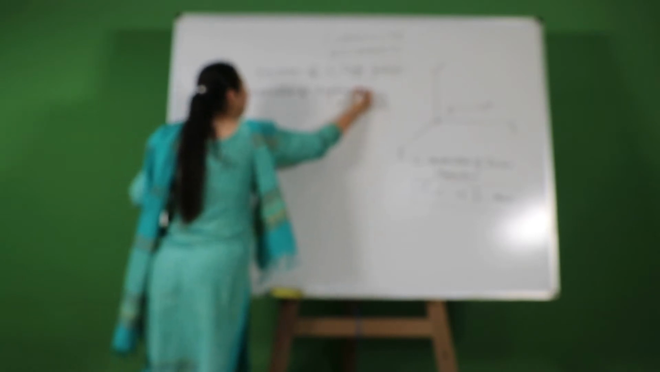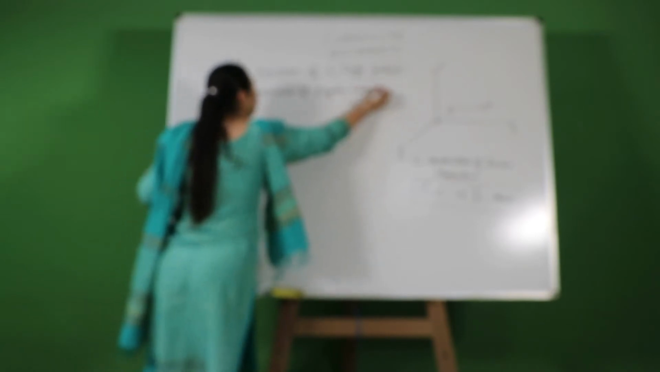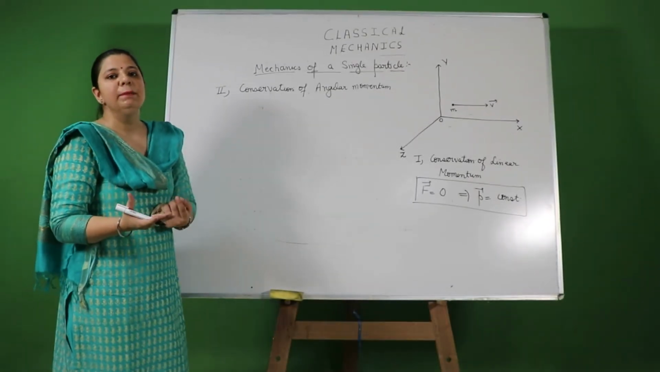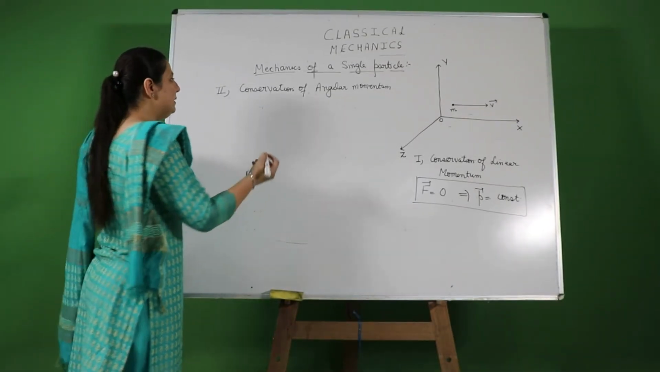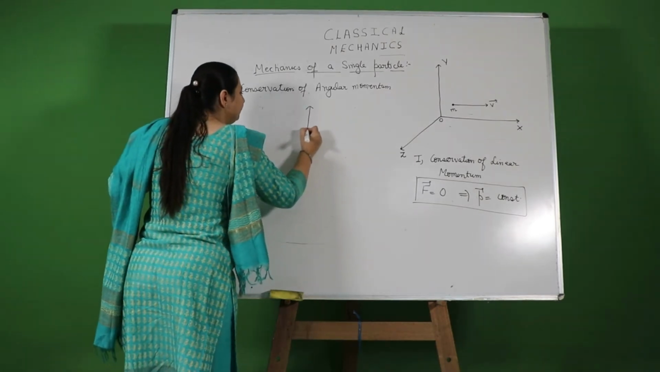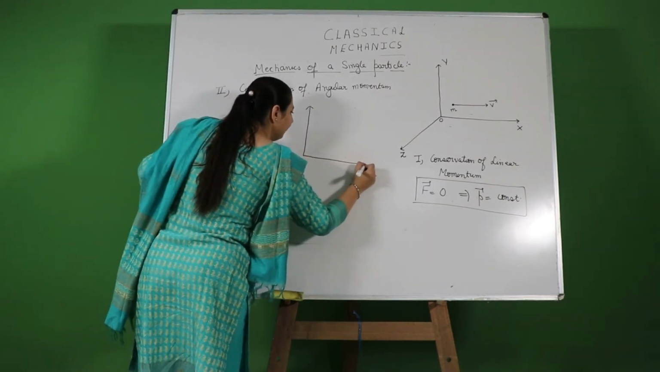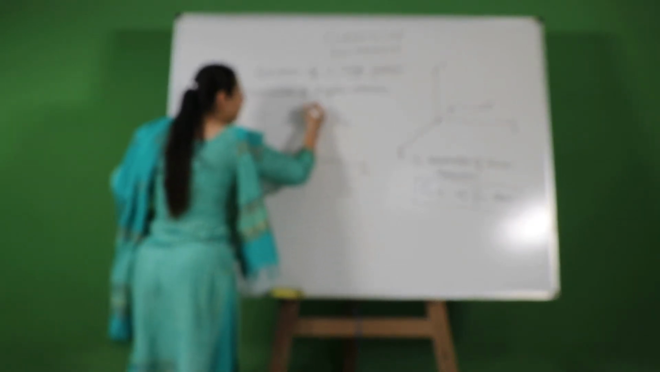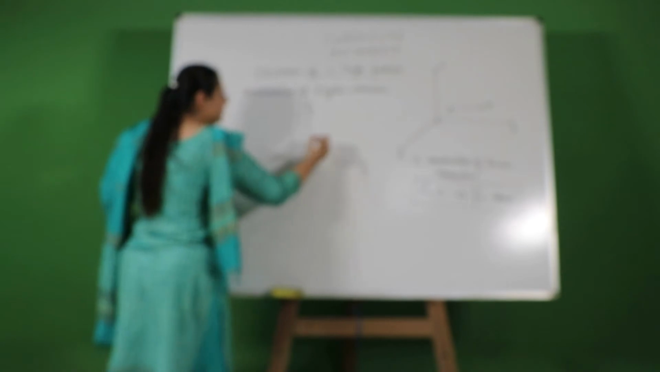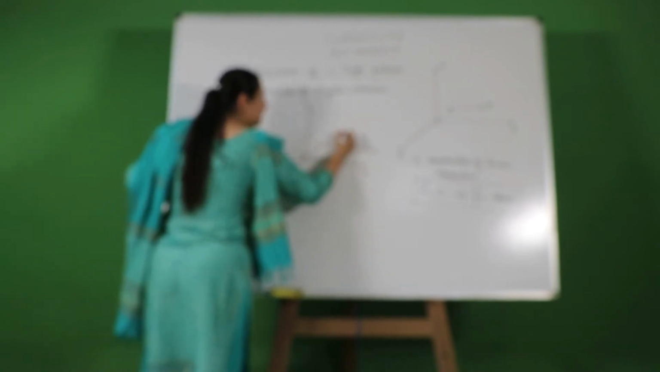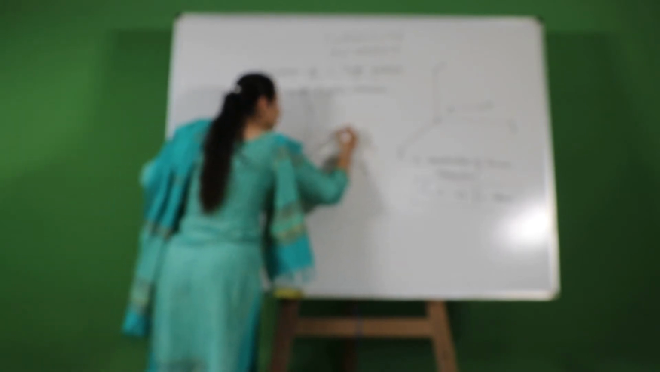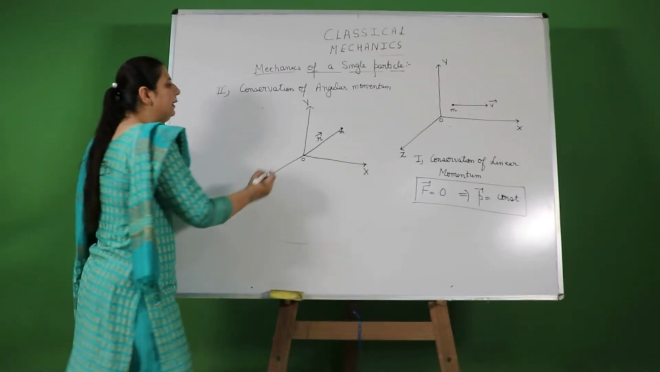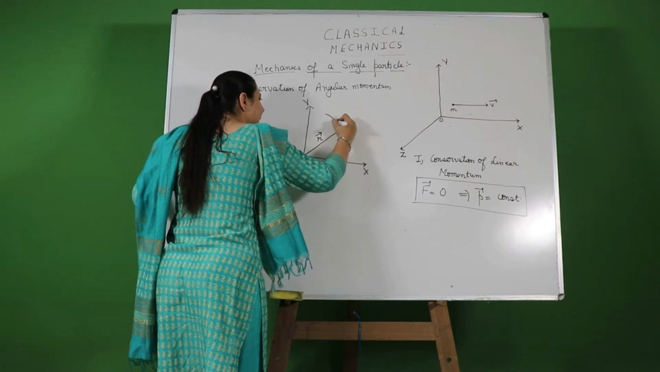So if you all remember, earlier we have discussed that angular momentum is nothing but the moment of momentum. So consider a particle in a 3-dimensional frame, O, x, y, z. Suppose this is my particle of mass m, which is at the position vector r from the origin. And this particle is moving along this curve, say.